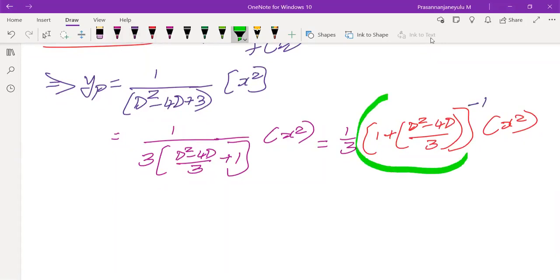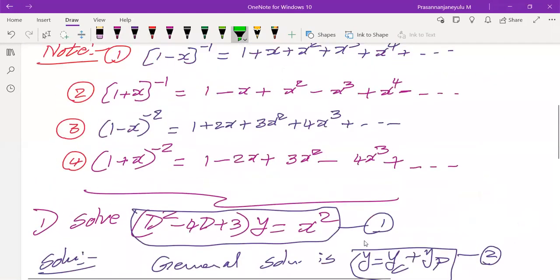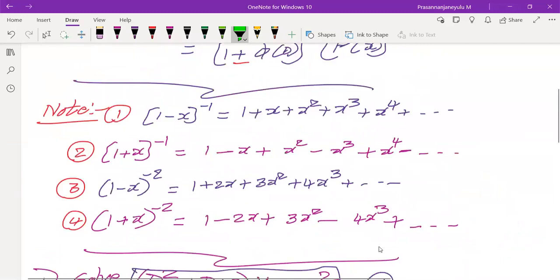Now, if we observe how it looks, this is important. So it is in the form of 1 plus x whole power minus 1. What is the expansion of 1 plus x whole power minus 1? 1 minus x plus x square. Formula number 2: 1 minus x plus x square minus x cube plus x power 4 minus, and so on. Like this we have infinite number of terms. How many terms we have to take? That is the important point here.